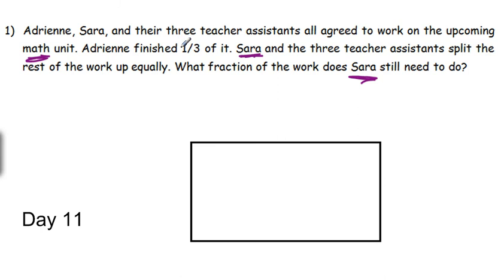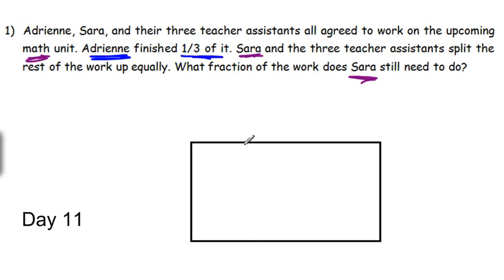Since we're talking about fractions and then we're splitting this up, this is going to look like more fractions. We could do operations with that, or we could draw a picture. So what I did is I took this whole math unit, whatever it is, and I just represented it with a box. So this is our one whole thing. This could be one anything. Then it said Adrienne, she finished 1/3 of it.